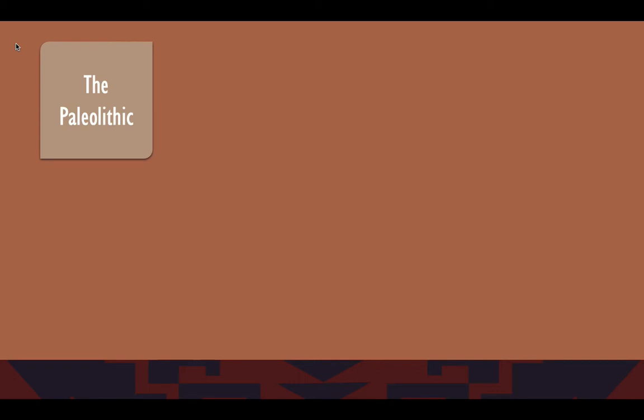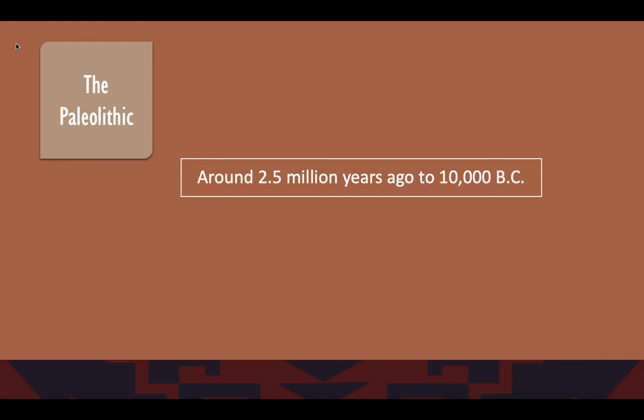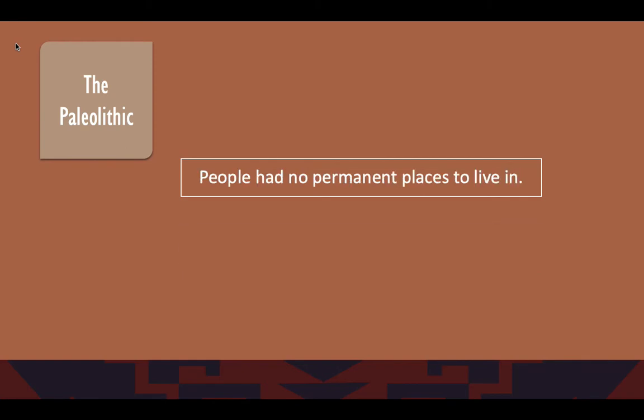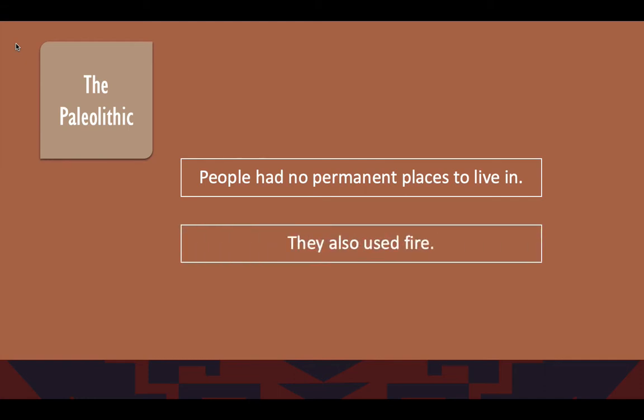The Paleolithic, or the Old Stone Age, is around 2.5 million years ago to 10,000 BC, the longest portion of the prehistoric times. During this era, people had no permanent places to live in. They lived in caves and made temporary homes or simple tents by using materials from plants and animals. In order to survive, they hunted and foraged for food and made weapons for hunting like daggers and spears from stone, bones, or sticks. They also used fire.